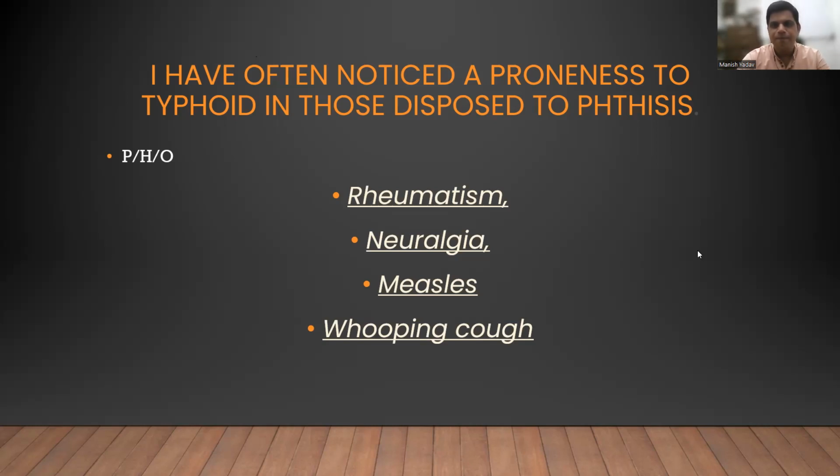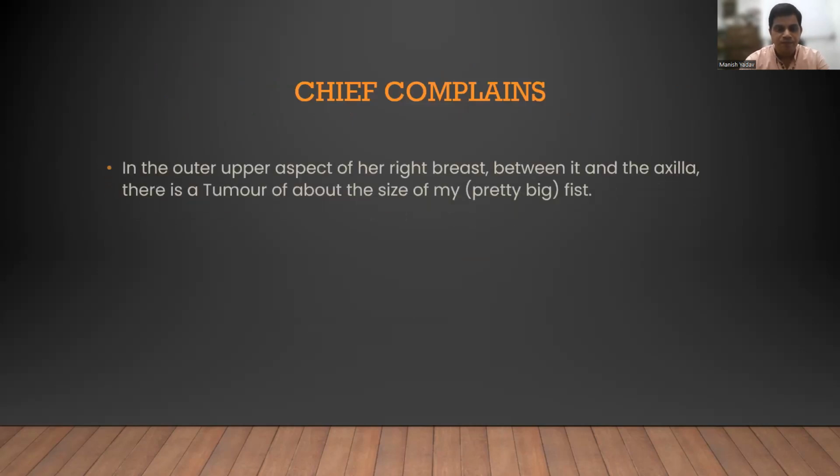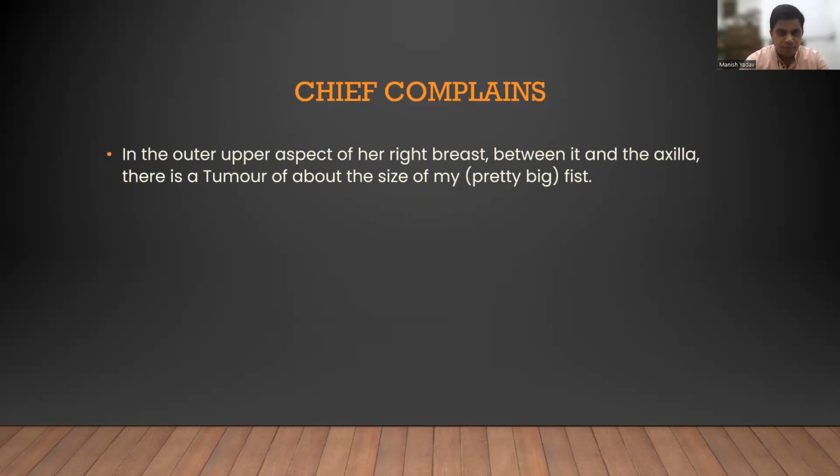So a simple case. So let's start the treatment. Chief complaints. What are her complaints right now? In the upper aspect of her right breast, between it and the axilla, there is a tumor of about the size of my pretty big fist. So it's a big tumor on the right hand side between the right breast and the axilla. Big tumor, okay?